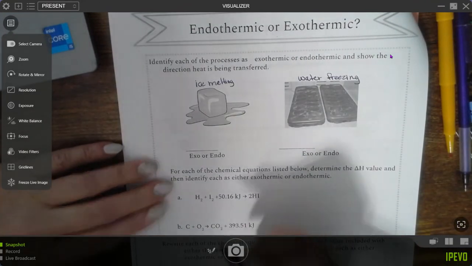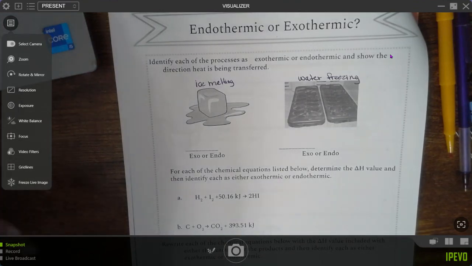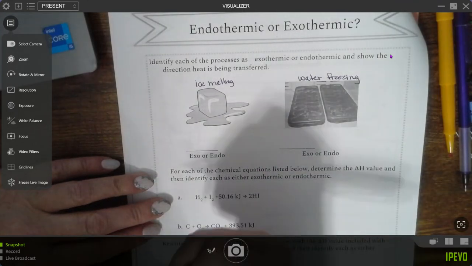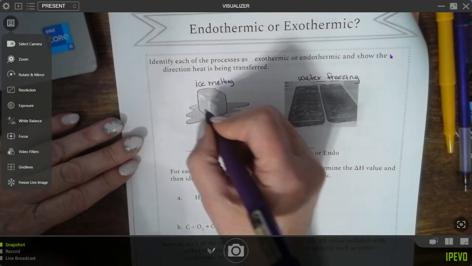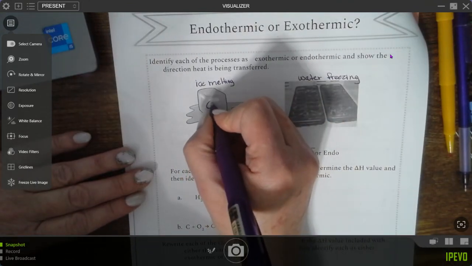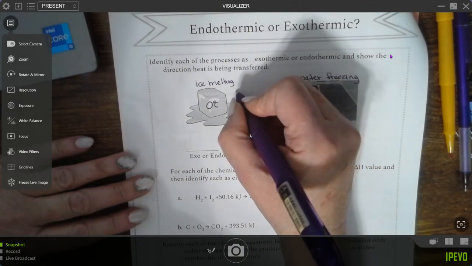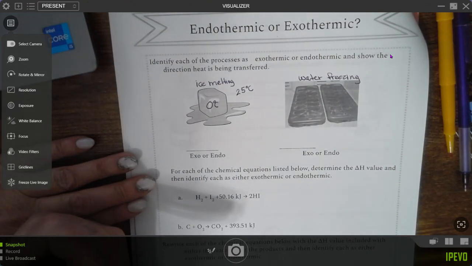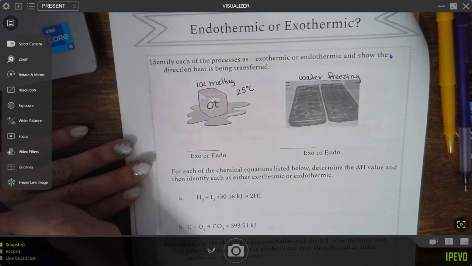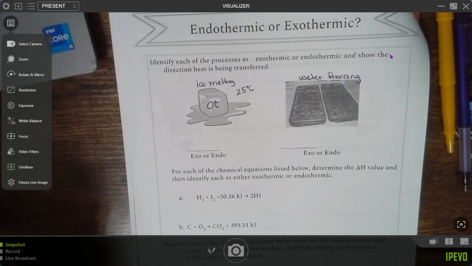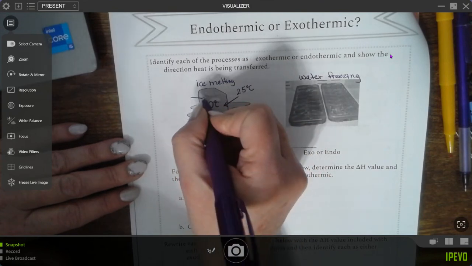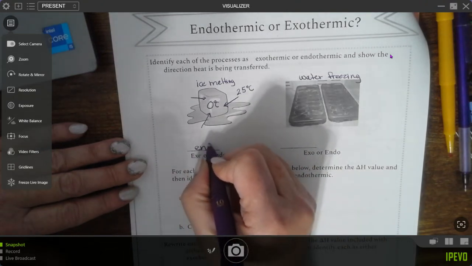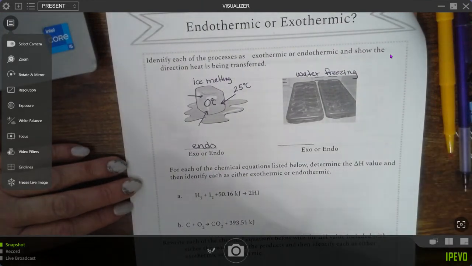So what we want to do with this is identify which way the energy is moving, which way heat is being transferred. Remember that heat or energy always moves from warm to cool. For example, we have this ice cube. We know that water freezes at 0 degrees Celsius. The air in our house is about 25 degrees Celsius or so. So the room is warmer than the ice cube, and the ice can't stay frozen. The energy from the air in the room moves into the ice cube, causing it to melt. Since the energy is moving in, that is an endothermic process.